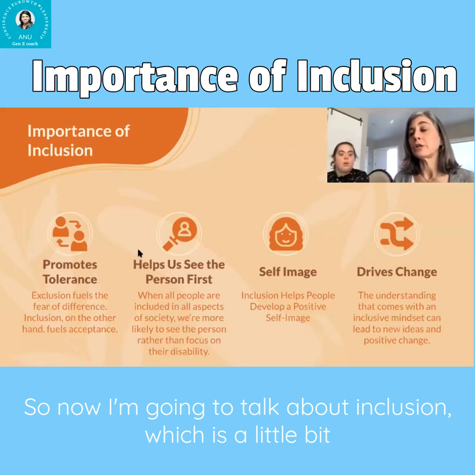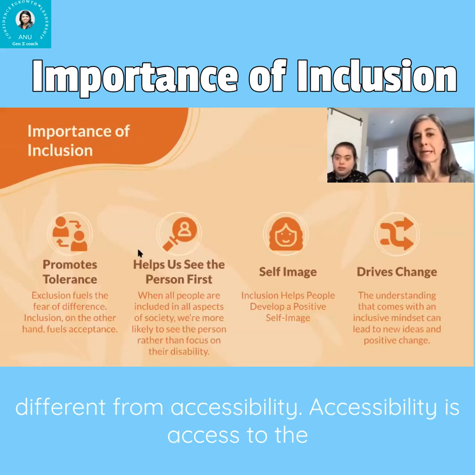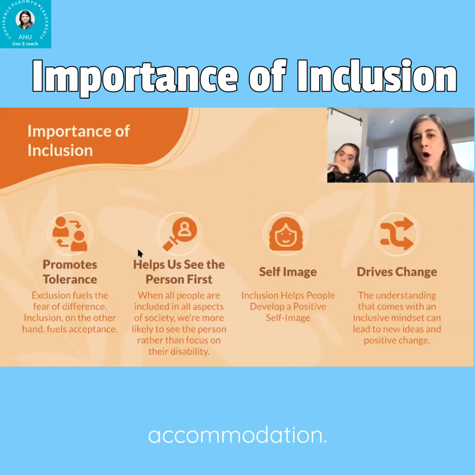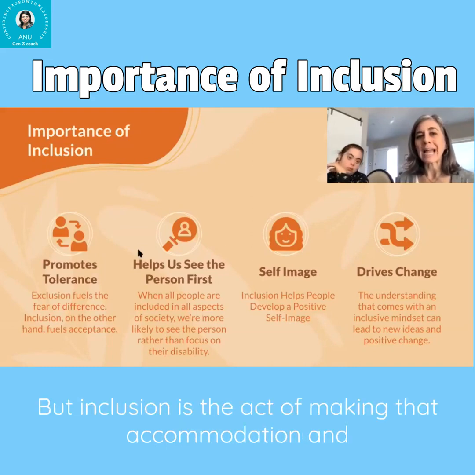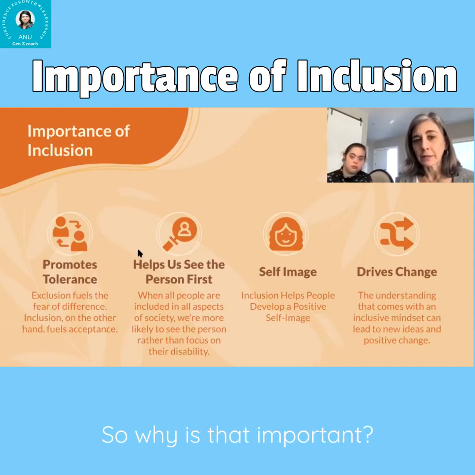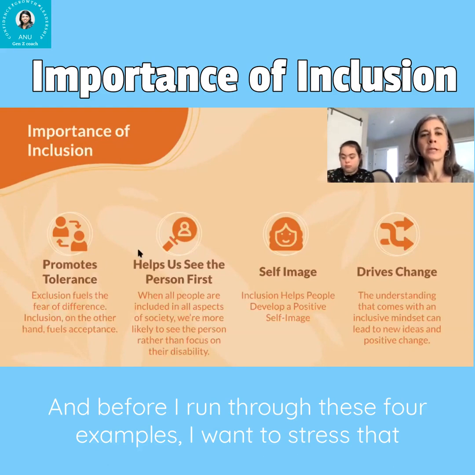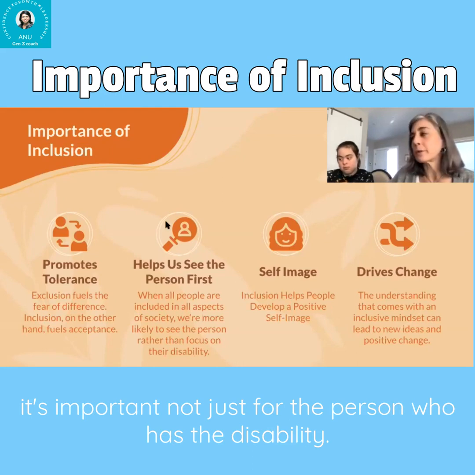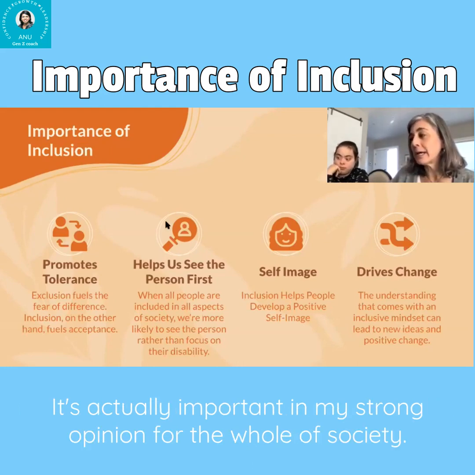Now I'm going to talk about inclusion, which is a little bit different from accessibility. Accessibility is access to the accommodation, but inclusion is the act of making that accommodation and opportunity available. So why is that important? And before I run through these 4 examples, I want to stress that it's important not just for the person who has the disability, it's actually important, in my strong opinion, for the whole of society.